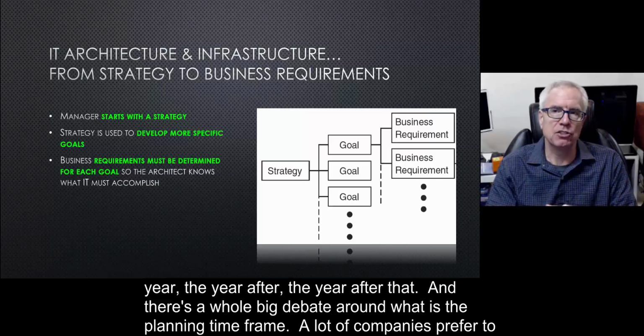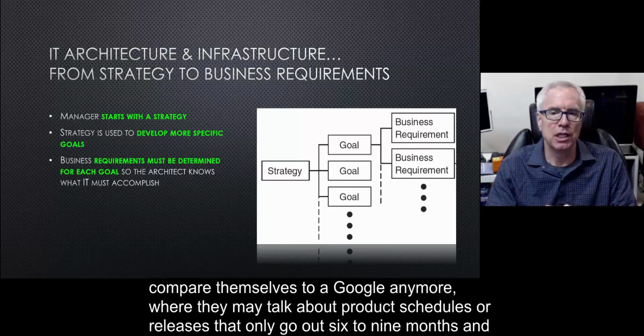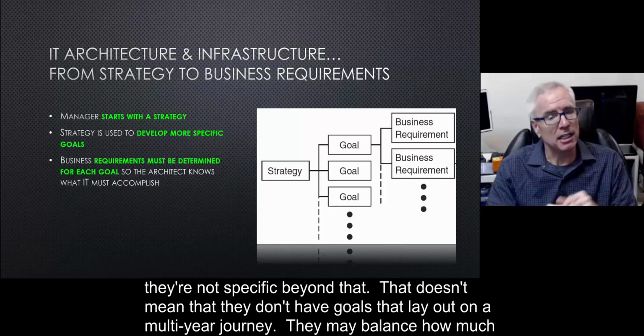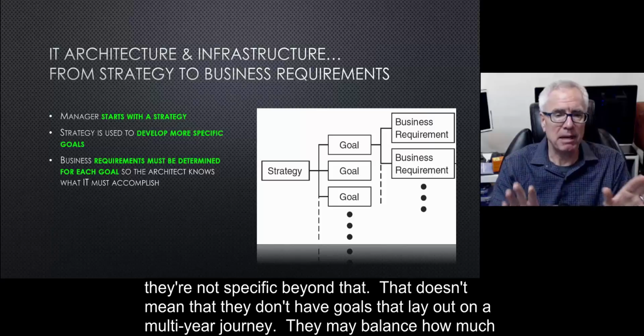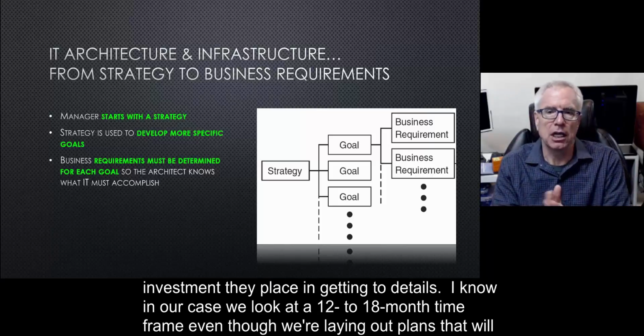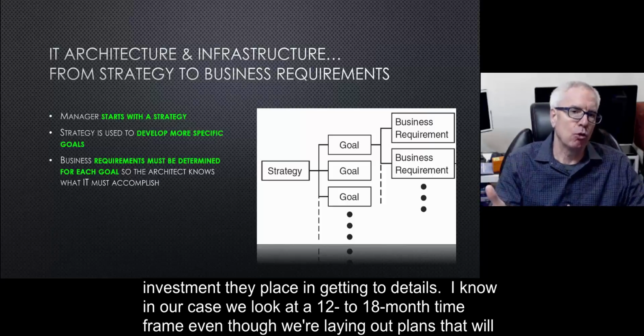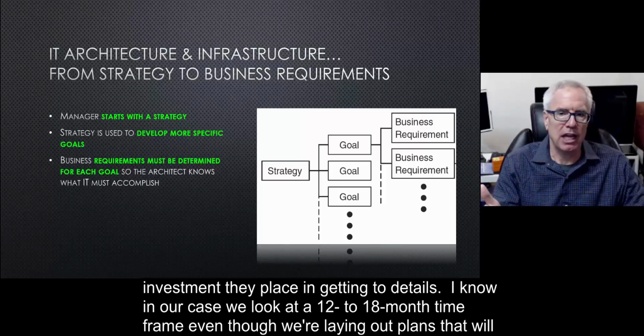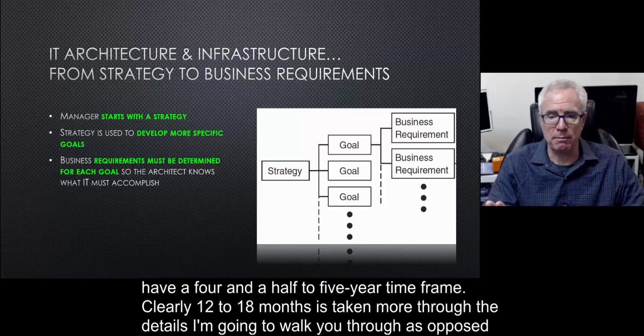A lot of companies prefer to compare themselves to a Google anymore, where they may talk about product schedules or releases that only go out 6 to 9 months, and they're not specific beyond that. That doesn't mean that they don't have goals that lay out on a multi-year journey. They may balance how much of investment they place in getting to details. I know in our case, we look at a 12 to 18 month time frame, even though we're laying out plans that will have a 4.5 to 5 year time frame.